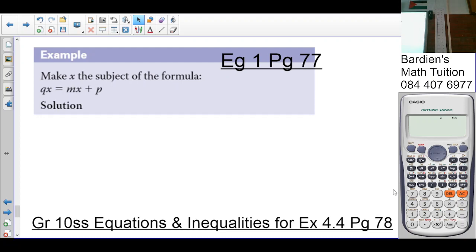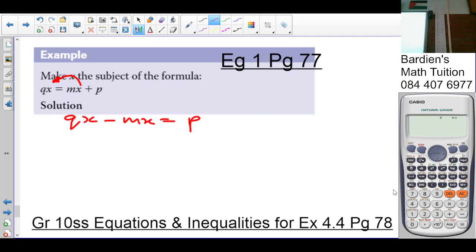So we are told make x the subject of the formula. In the formula qx equals mx plus p. Right, where do we start? What was the step number 1? So in other words, you must get all the x's on one side of the equal sign. Alright, so let's do that quickly. We're going to take this mx to the left hand side. So what do we have now? Qx minus mx equals p. What's your next step?